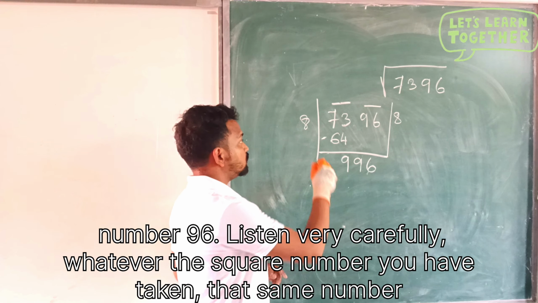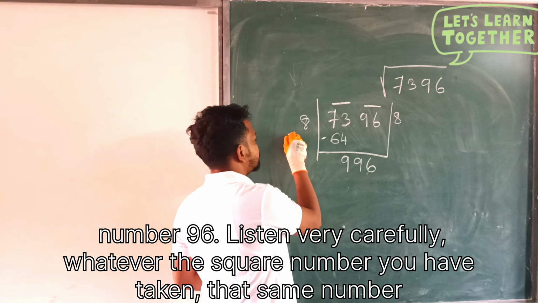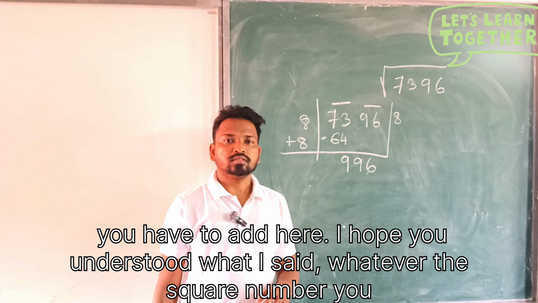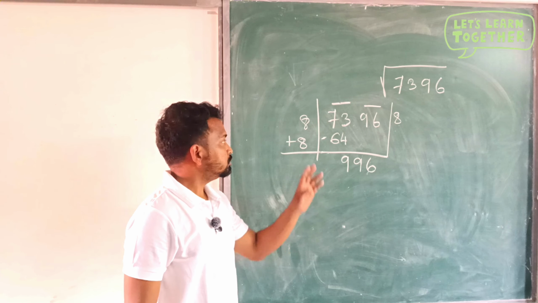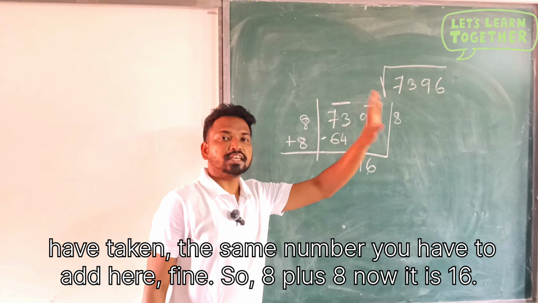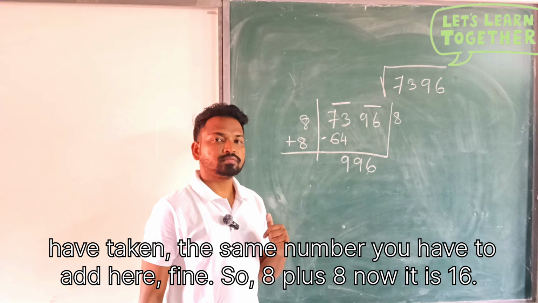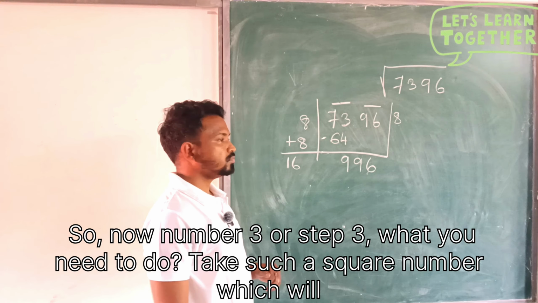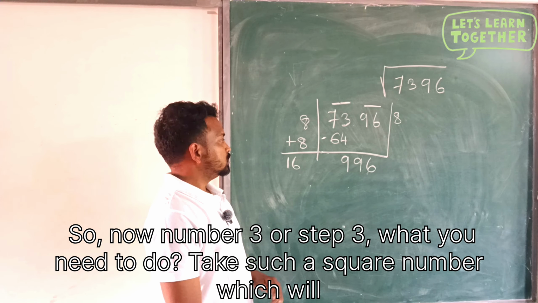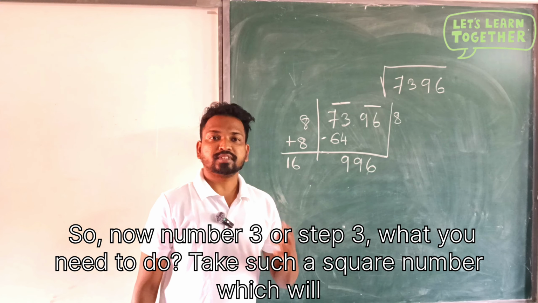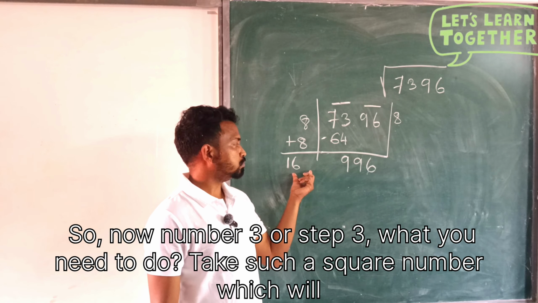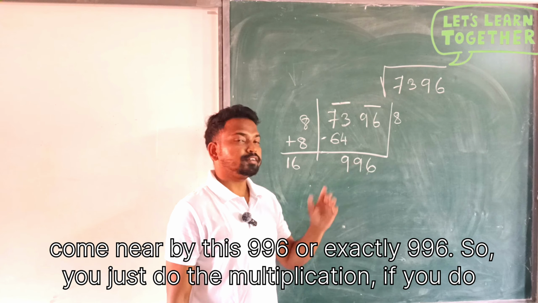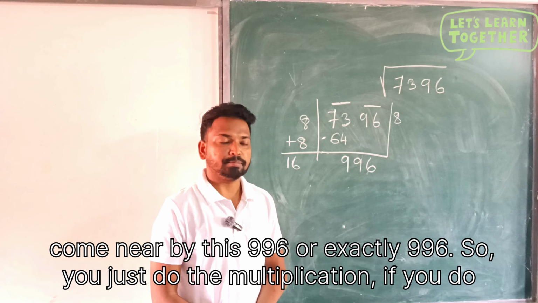Listen very carefully. Whatever square number you have taken, that same number you have to add here. I hope you understood what I said. Whatever square number you have taken, the same number you have to add here. Fine. So 8 plus 8, now it is 16. Okay. So now step 3, what you need to do, take such a number which will come nearby this 996 or exactly 996.